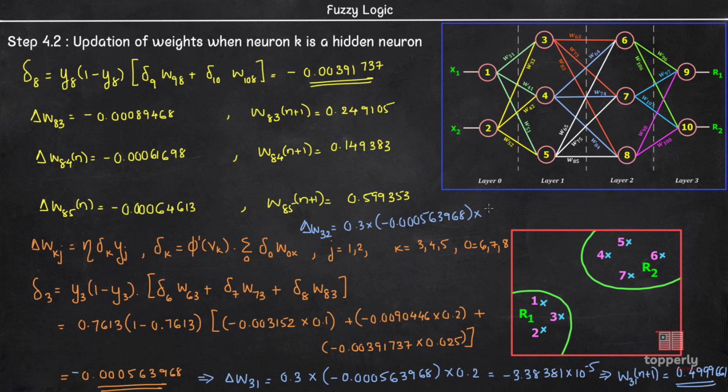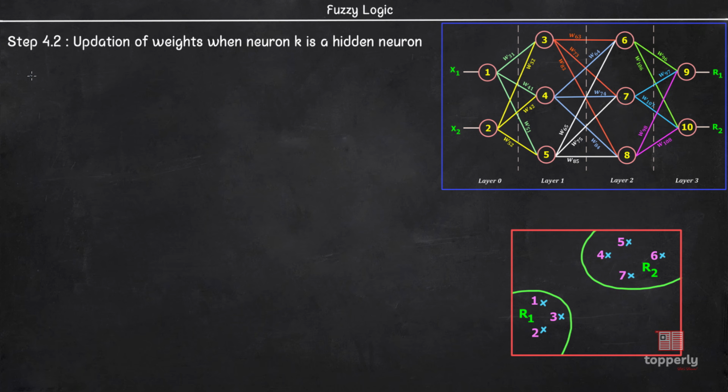Similarly, delta W32 is equal to 0.3 into minus 0.000563968 into 0.4, which is equal to minus 6.76762 into 10 raised to minus 5, which means W32 of n plus 1 is equal to 0.39993232.